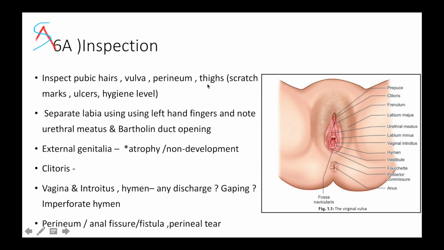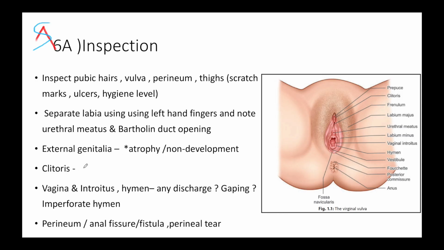Look at the pubic hair, vulva, perineum or thigh, for any scratch mark or any ulcer, because these could be there if the patient is having a sexually transmitted disease. Then you have to separate the labia using your left hand fingers and look for any discharge at the urethral meatus. Then you have to look at her external genitalia. Atrophy could be there if the patient is of old age. If there is no development, then it could be because of hypogonadism.